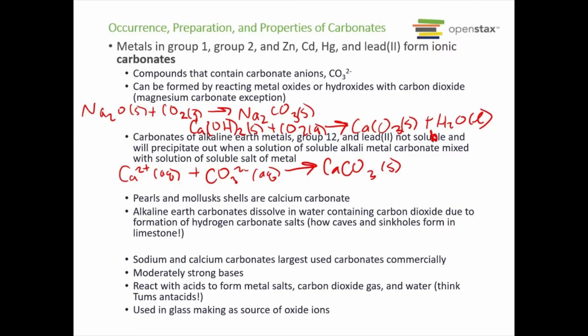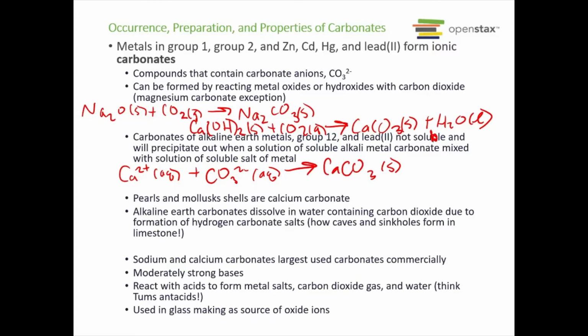The alkaline earth metal hydrogen carbonates can be made by saturating a solution of hydroxides with carbon dioxide, and then you can always evaporate out to these solids.